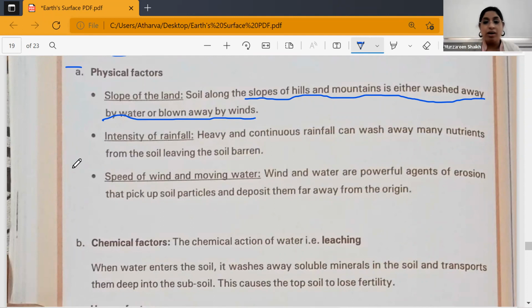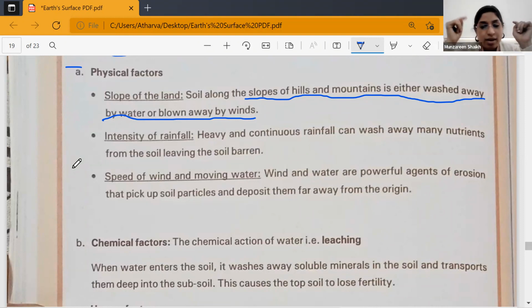The heavy rainfall will wash away the top soil. The water will wash away many nutrients from the soil, and it will leave the soil barren, isn't it? Yes, ma'am. So if you can make out the areas where there is heavy or continuous rainfall, what is the condition of the soil? Ma'am, that's why too much water is not good for plants.